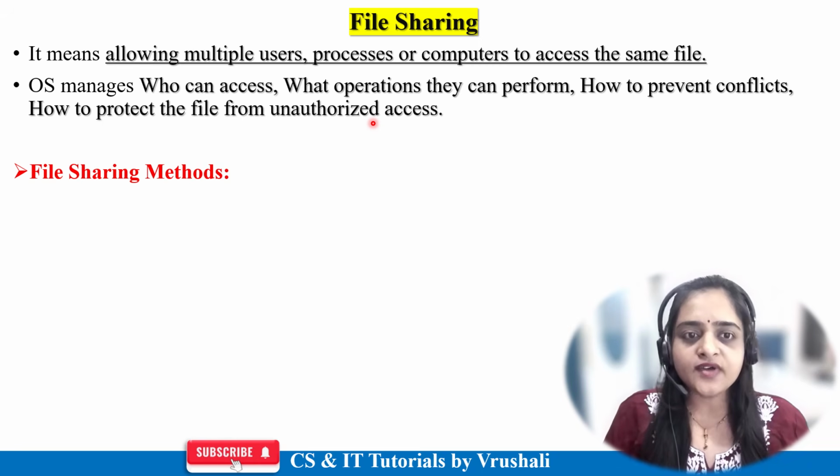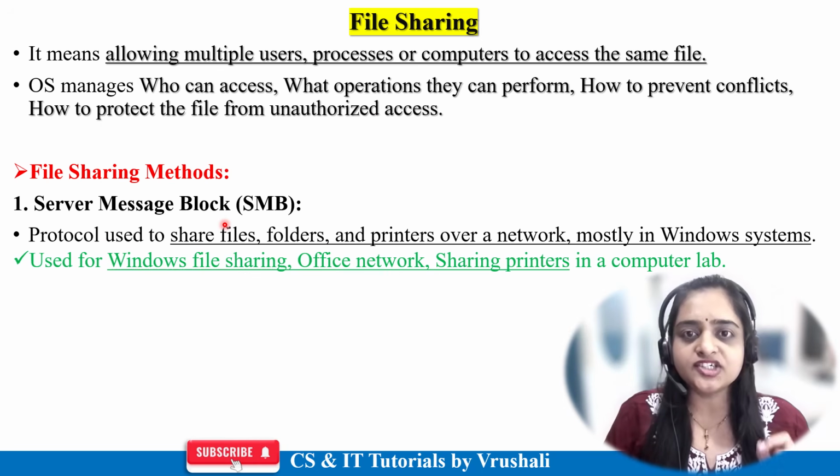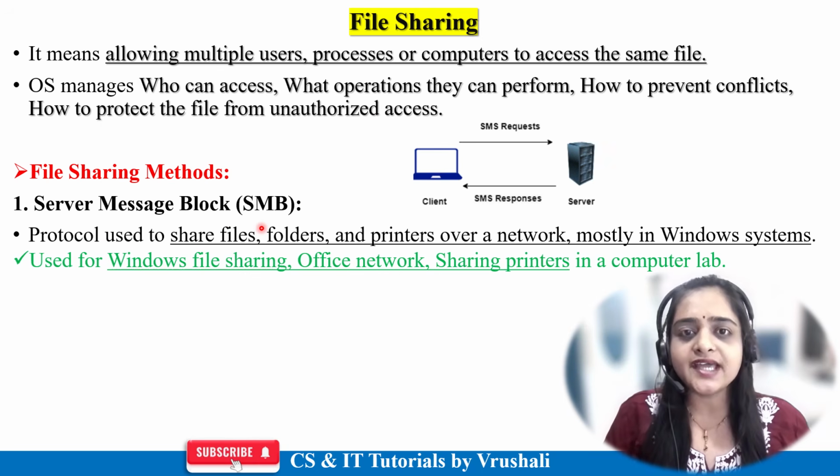Now, the first file sharing method is Server Message Block, which is also called the SMB protocol. The SMB protocol is generally used in the Windows operating system. Suppose the user wants to share files, folders, and printers over the same network. At that time, this protocol is used. For example, in your computer lab in your college, multiple PCs are connected to the same network, the same LAN, right? So at that time, the SMB protocol is used for file sharing purposes.